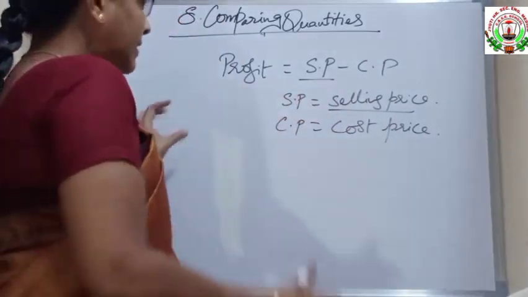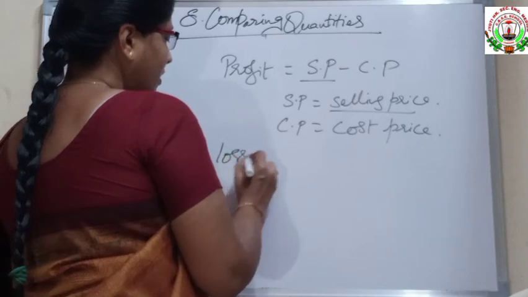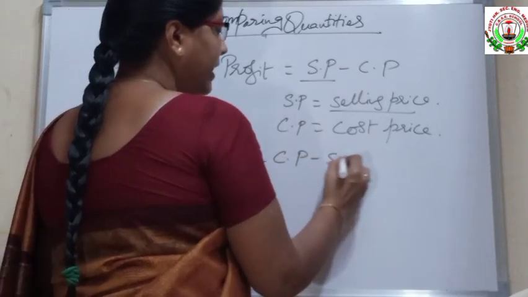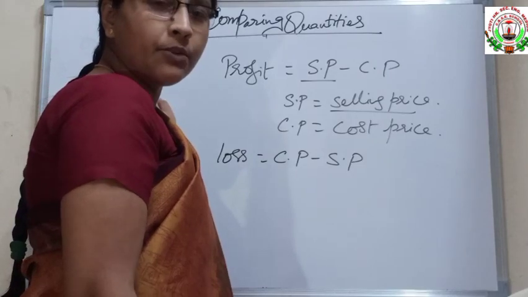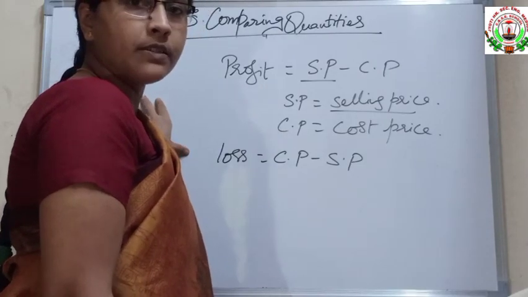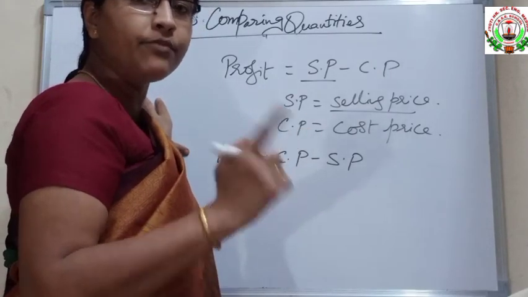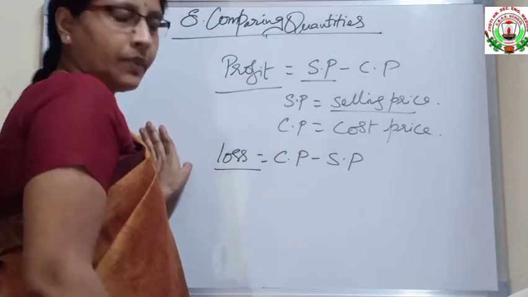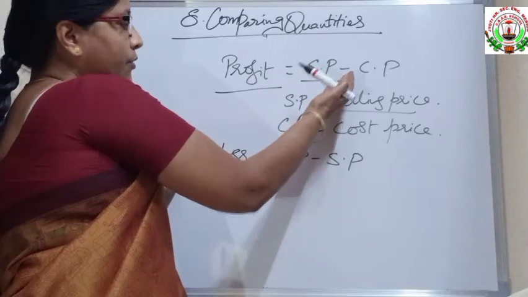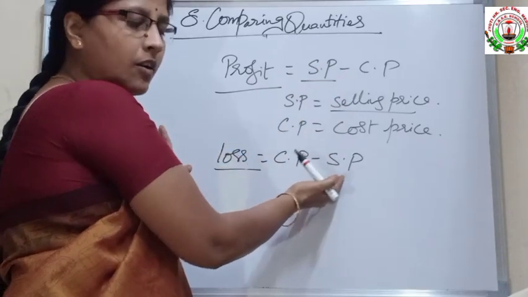Similarly, loss is CP minus SP. The same pen, if he is bringing it for 3 rupees and he is selling it for 2 rupees, then he is having a loss of 1 rupee. So here loss and here profit. This is your formula for profit and this is your formula for loss.